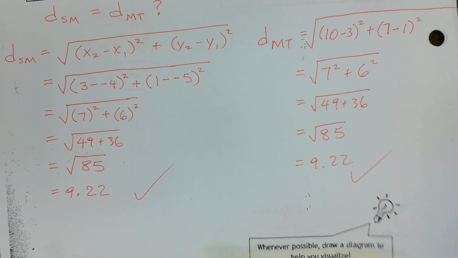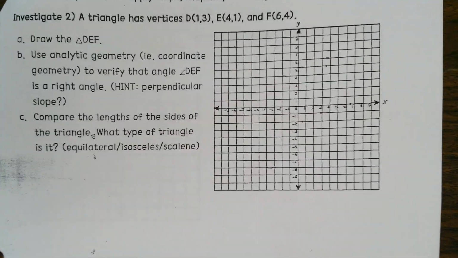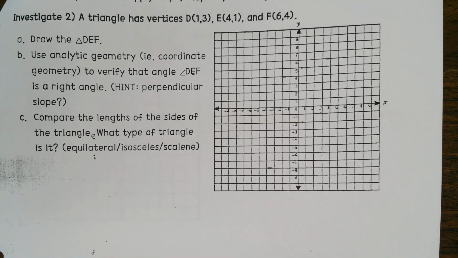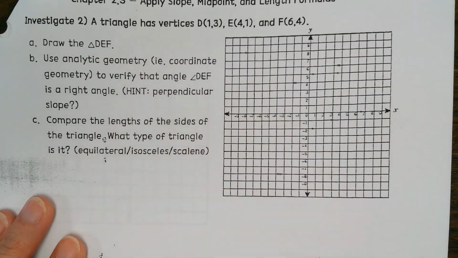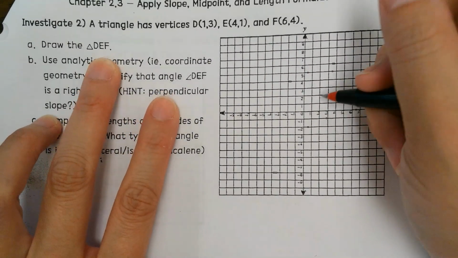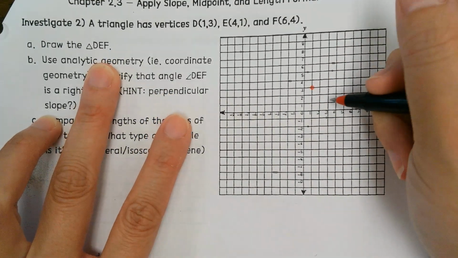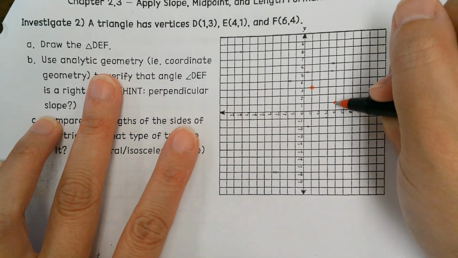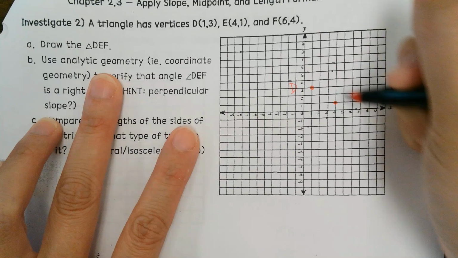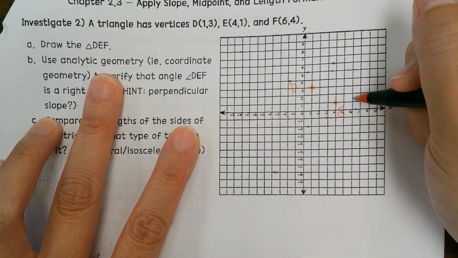Okay. Last example. This one kind of puts together what we know from yesterday and today. Okay, so let's draw the triangle DEF first. So D is 1, 3. E is 4, 1. And F is 6, 4.